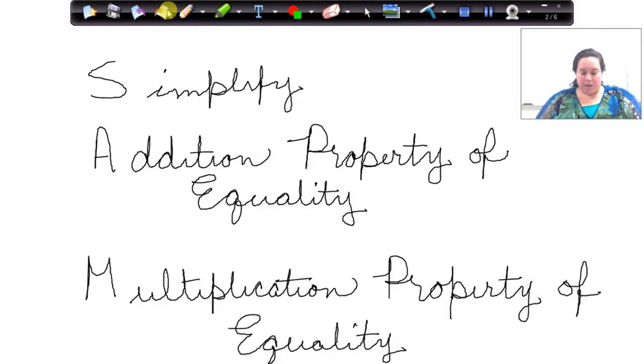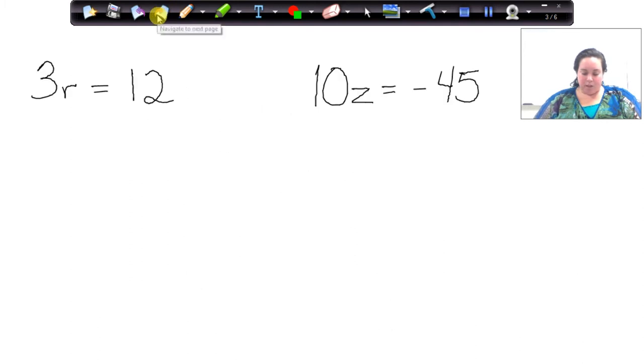Remember I said that we have one extra step. Yesterday we had simplify and use the addition property of equality. Now we're going to have simplify, use the addition property of equality, and then use the multiplication property of equality we just learned. If you can remember the acronym SAM, that will help you remember the order to solve equations. Alright, let's see how this property works.